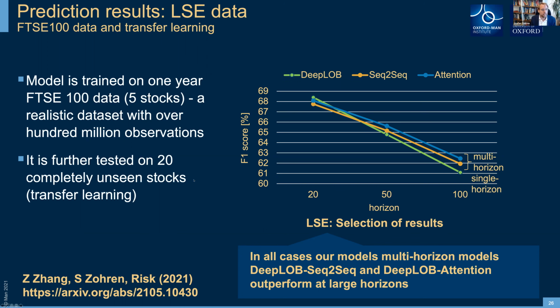One interesting thing, which I haven't put in the figure, is that besides those 5 stocks, we also apply the idea of transfer learning, where we take those trained models and apply them to 20 other stocks the model has never seen before. So it's not just a different test period, a new period in time that the model hasn't seen, but for stocks it has already seen. We go one step further and apply it to stocks the model has never seen before, and performance is similar.